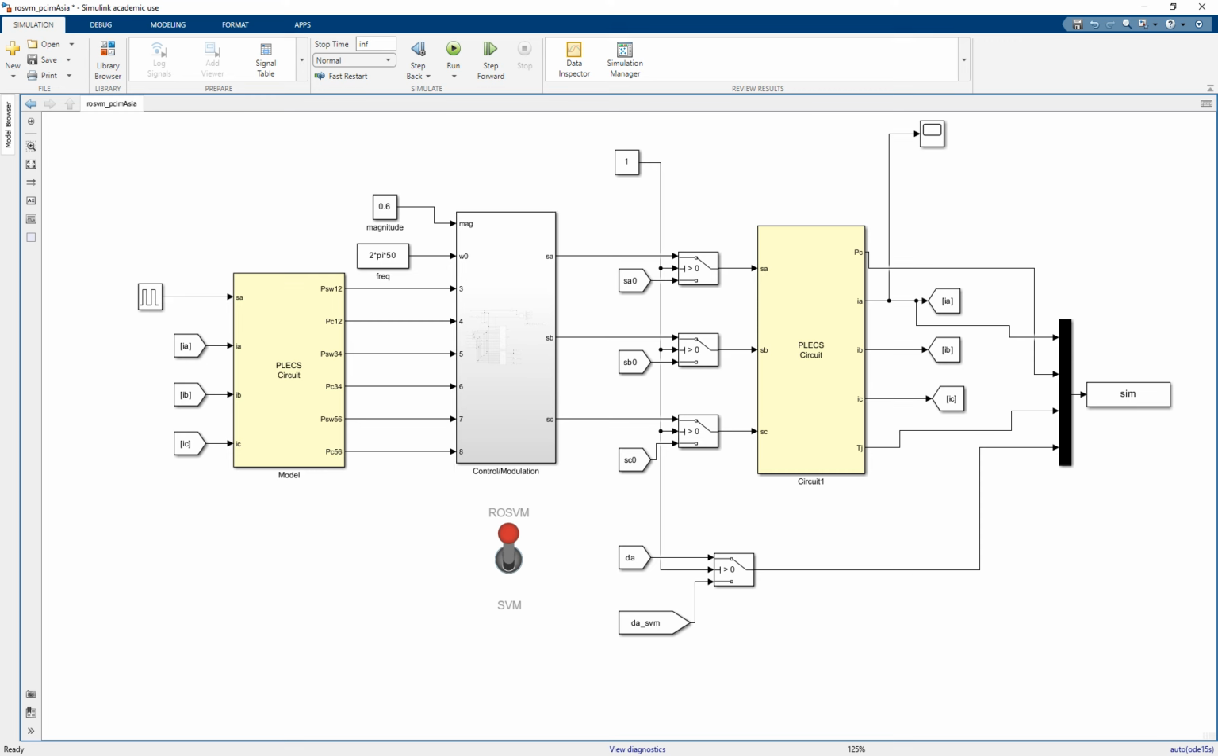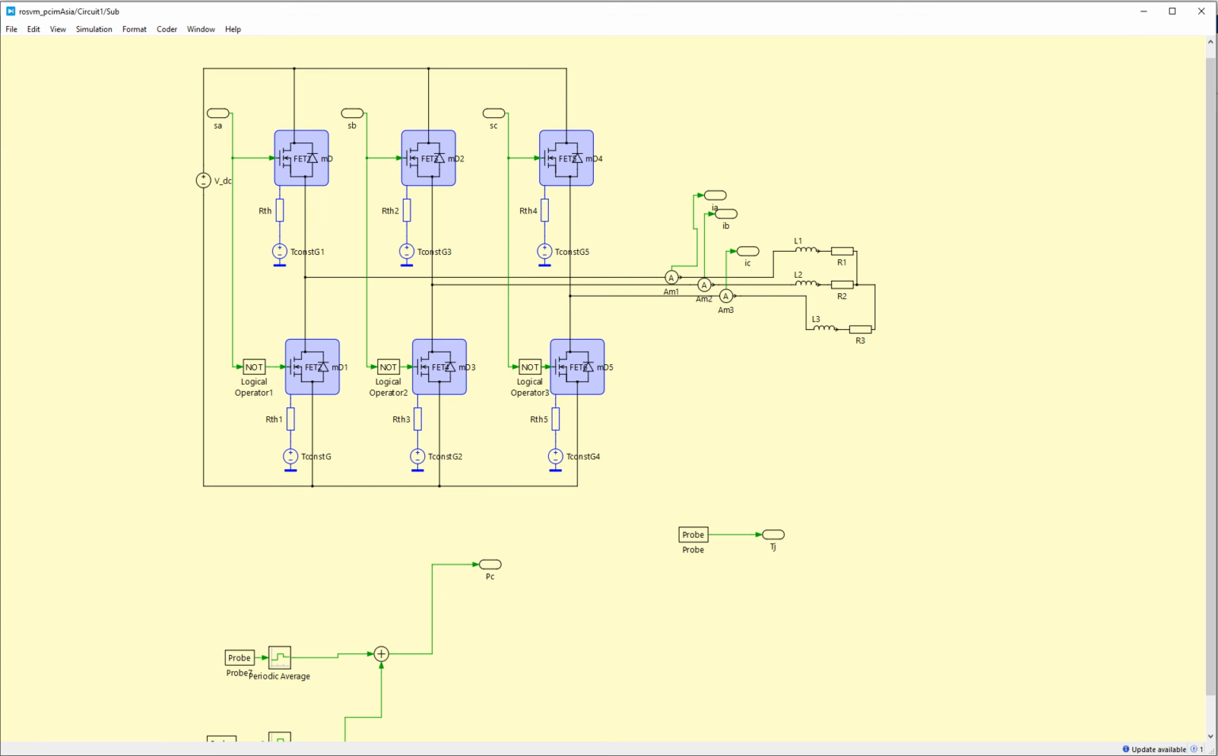And then inside this control modulation, I calculate the optimized duty cycles. I give the pulses to the main circuit. The main circuit is simply the two-level three-phase power converter, with exact values of the heatsink and MOSFET and so on. So everything is exactly the same as I use in the model.